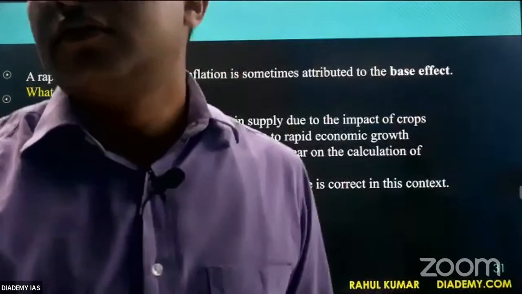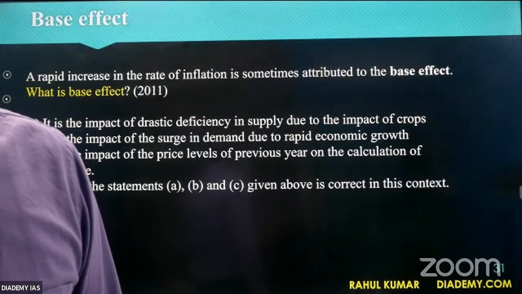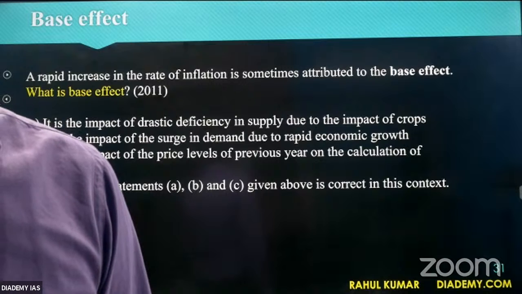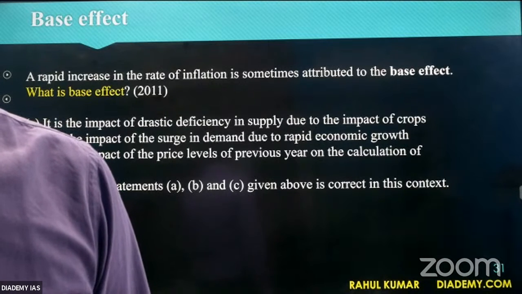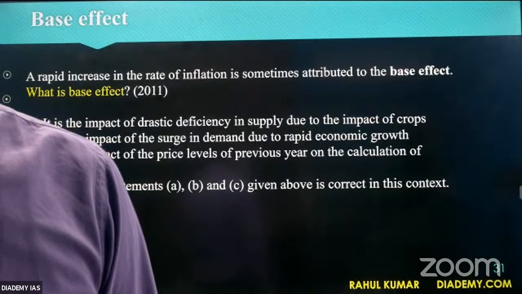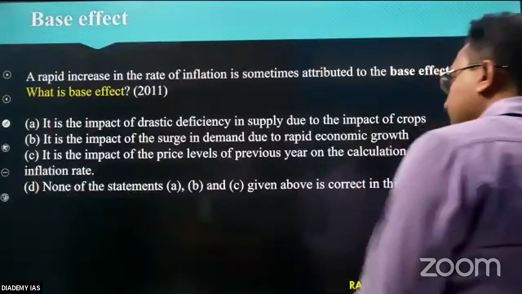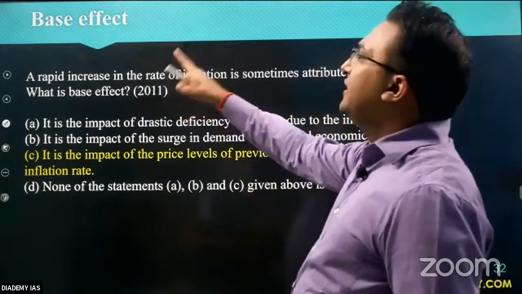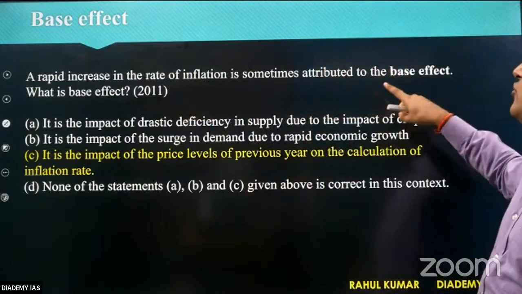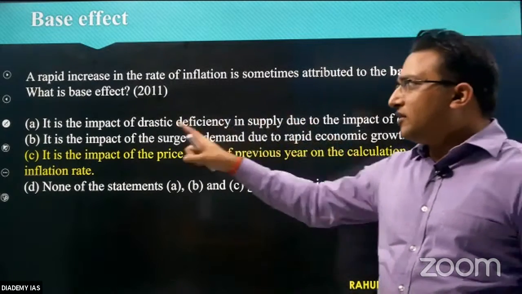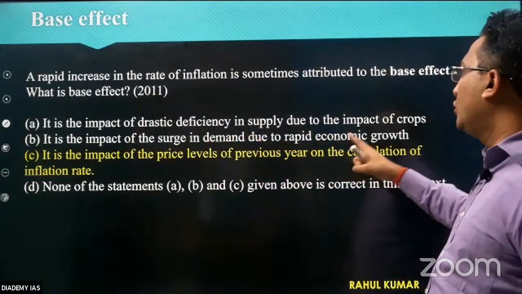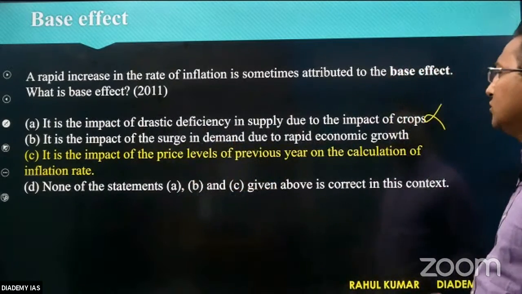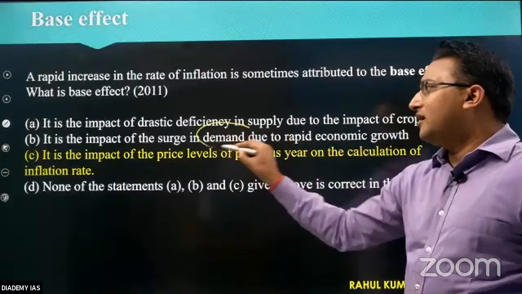So what is the answer? Okay, good. The answer is C only. A rapid increase in the rate of inflation is sometimes attributed to the base effect. Number one, it is the impact of drastic deficiency in supply due to failure of crops. It is not true. Number two, it is the impact of a surge in demand due to rapid economic growth. So demand has nothing to do with this.